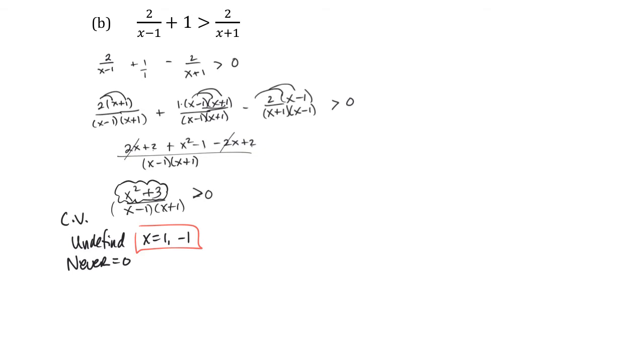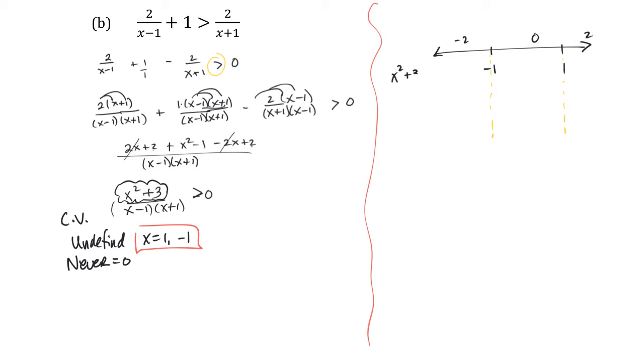The next thing is to set up a sign chart. So I have negative 1 and 1. It's not an equal, so I know that it's not going to include those points, so I'm going to have parentheses in my interval notation. Now let's do a few test points and see what happens with our function: the numerator and denominator.